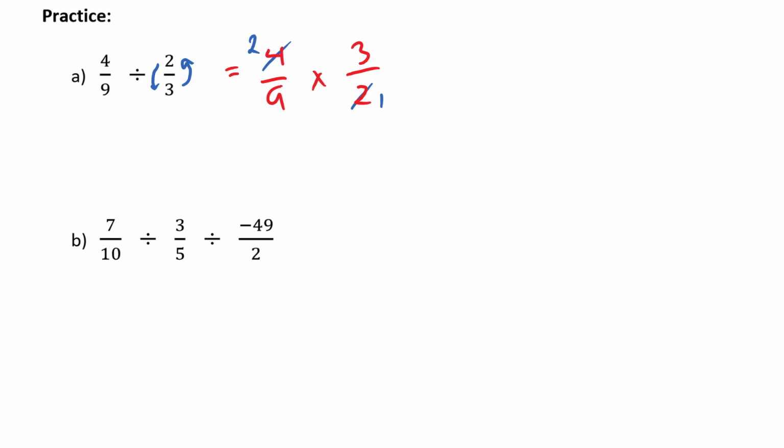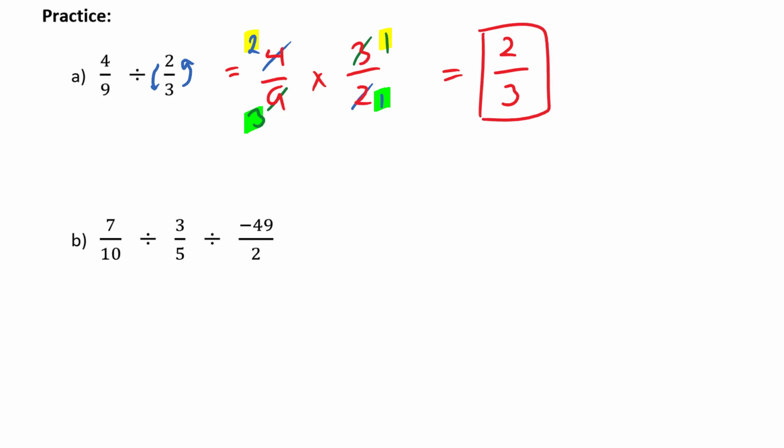I can also take a 3 out. How many times does 3 go into 3? 1 time. How many times does 3 go into 9? It goes in 3 times. Now we multiply our numerators and we multiply our denominators. And here we get 2 over 3. Final answer.